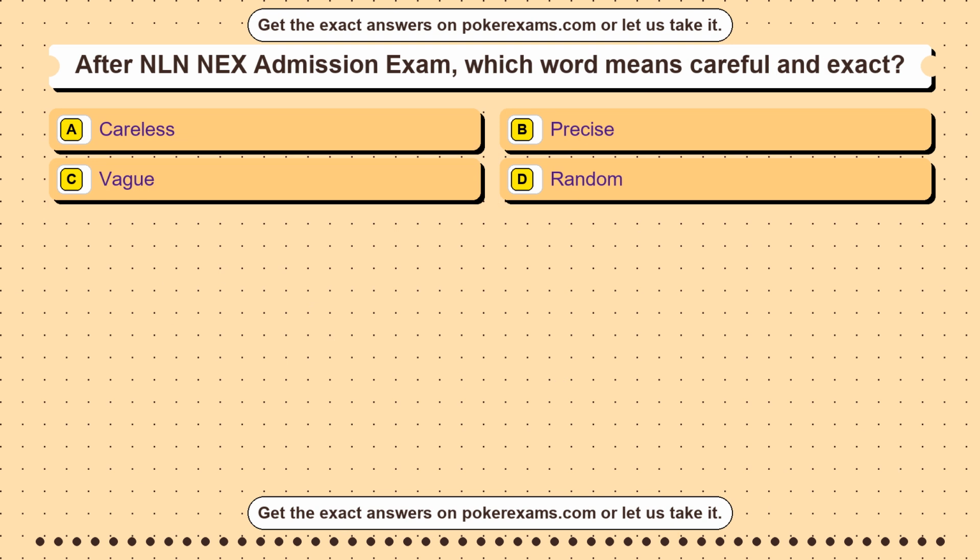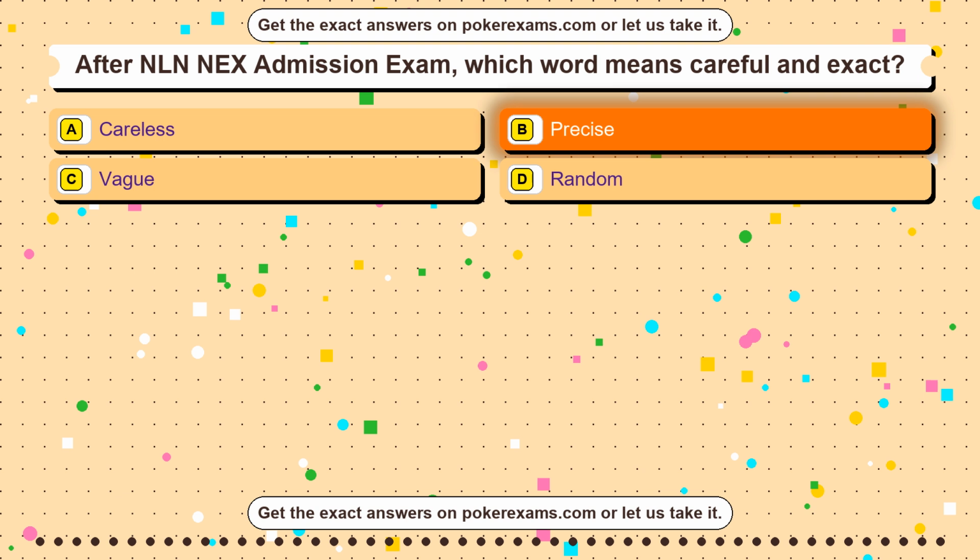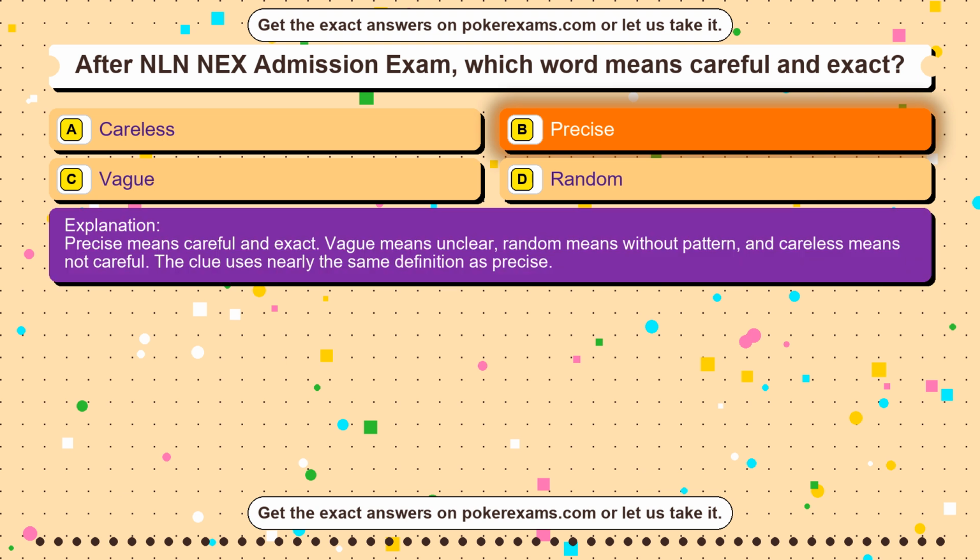Question 36. After NLN NEX Admission Exam, which word means careful and exact? Option A careless. Option B precise. Option C vague. Option D random. The correct answer is option B, precise. Precise means careful and exact. Vague means unclear, random means without pattern, and careless means not careful. The clue uses nearly the same definition as precise.